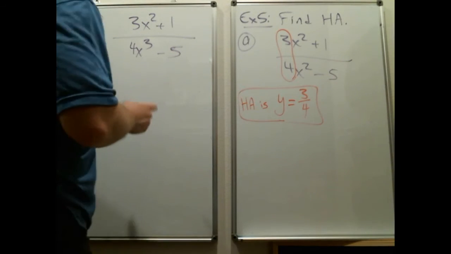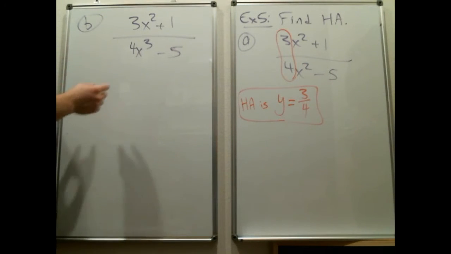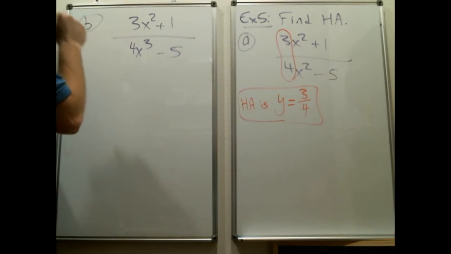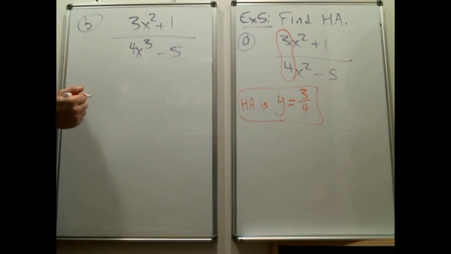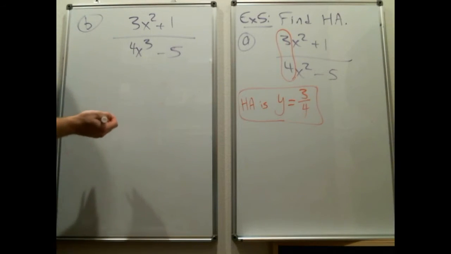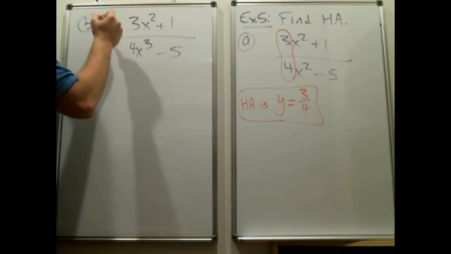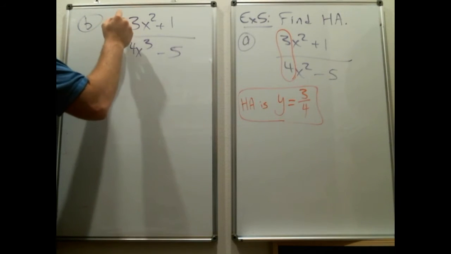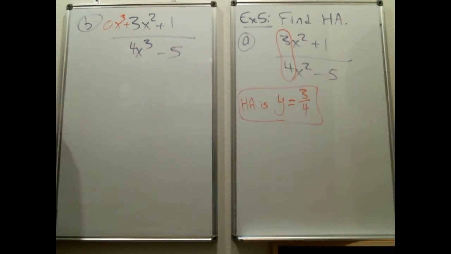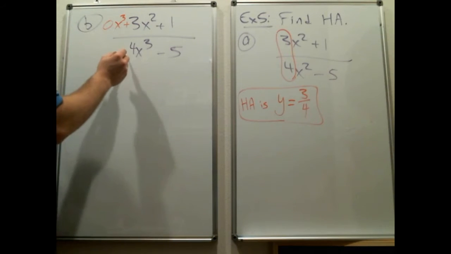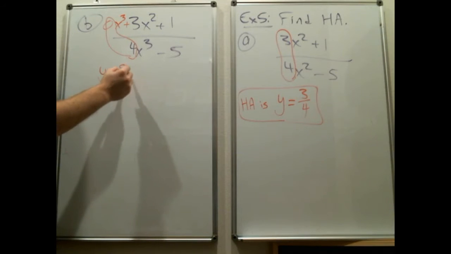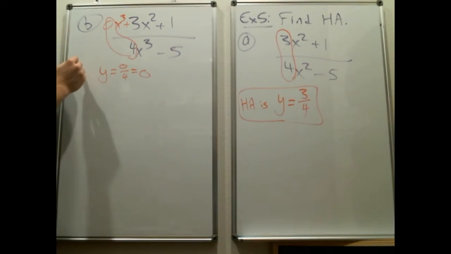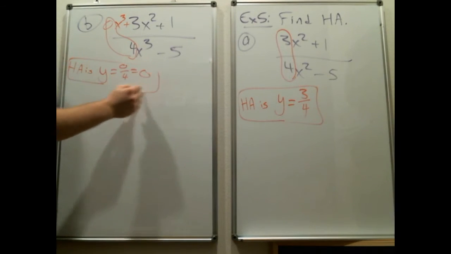So what we have to do is make them the same. We make them the same by adding in an x cubed term on the top. And what coefficient would we give it? A 0. Because 0 times x cubed is still 0. So we're not changing the equation here. I just added that in, which is just 0. So now that they're the same, I take their coefficients, 0 divided by 4. So y is equal to 0 over 4, which is 0. And your HA is y equals 0.